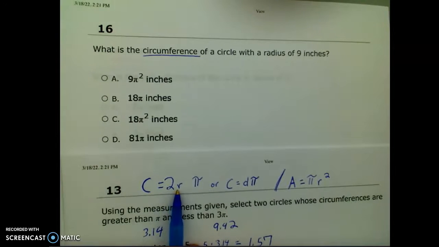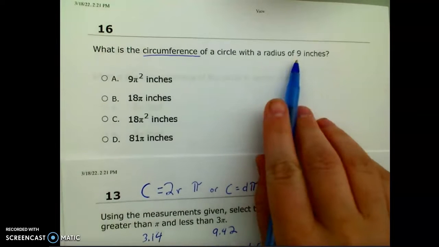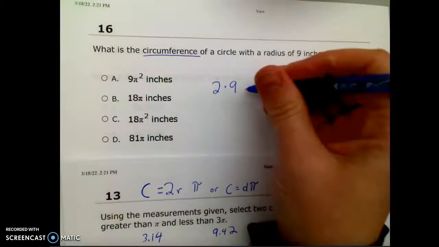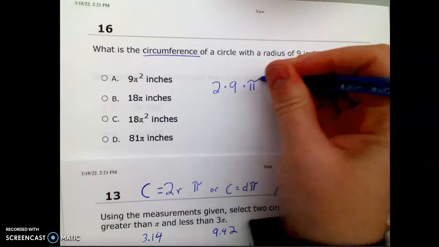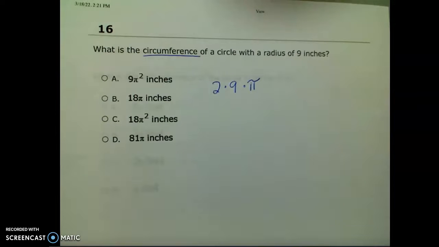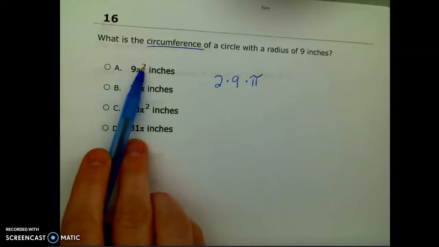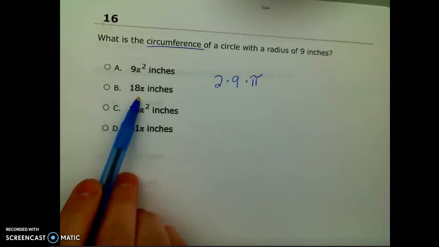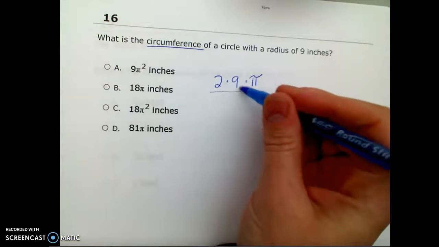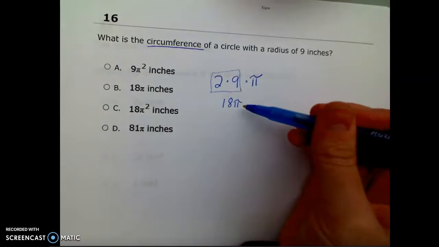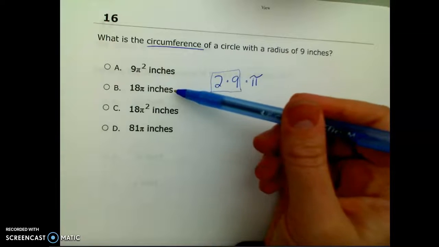Circumference tells me that I should take 2 times the radius. Okay, so in this case, the radius is 9. 2 times 9 times pi. That's not one of the options. This is close, but this is 9 pi squared. We're not squaring. 18 pi. Now this has some options to it. Do you see how 9 times 2 would give me 18? And those would be the same thing. So I should choose B as my answer.